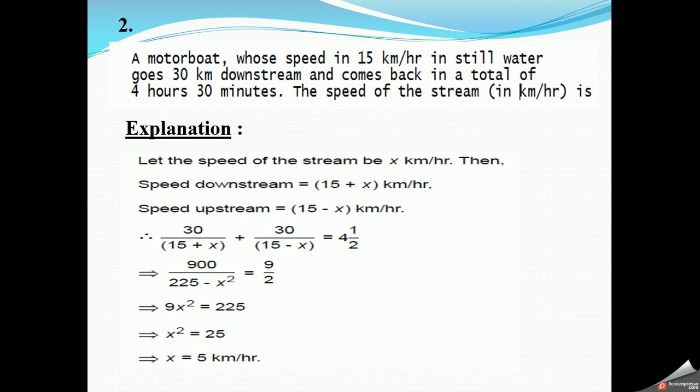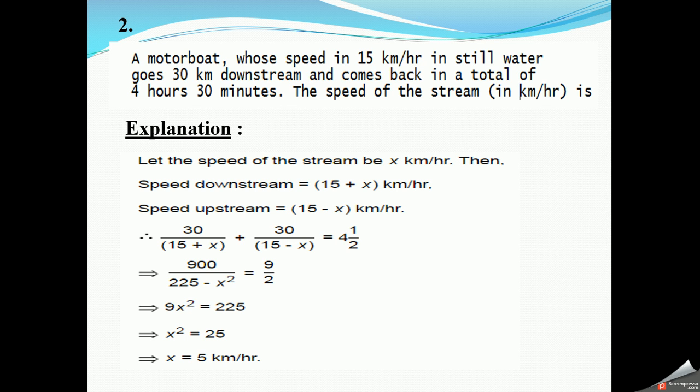So obviously, the speed downstream is nothing but the addition of the speed of your boat and the speed of the stream. So the speed downstream is equal to 15 plus x kilometer per hour and the speed of upstream equals 15 minus x kilometer per hour.